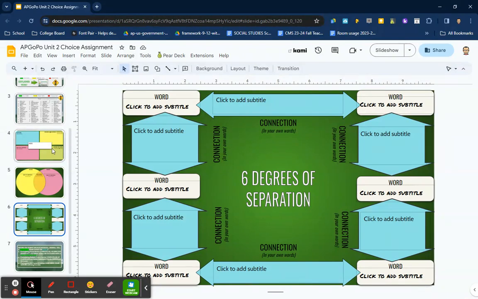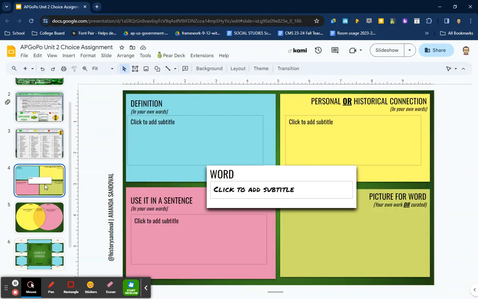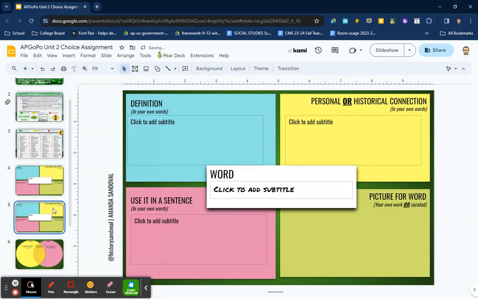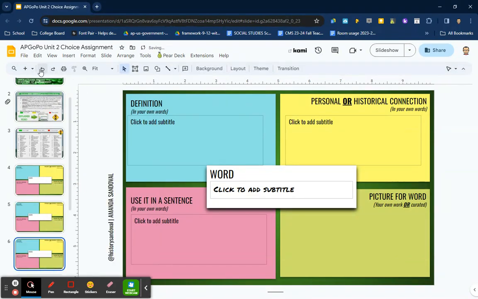You can't just fill them in. The directions clearly say you have to make a copy of the slide for each Frayer. If you use multiple Frayers, same thing with Venn, same thing with six degrees of separation, though you probably wouldn't do that. So let's say I want to make 10 Frayer models. All I need to do is right-click on the Frayer model and click Duplicate Slide. Now I have a place to put 2 different terms, and you can keep doing that a number of times.